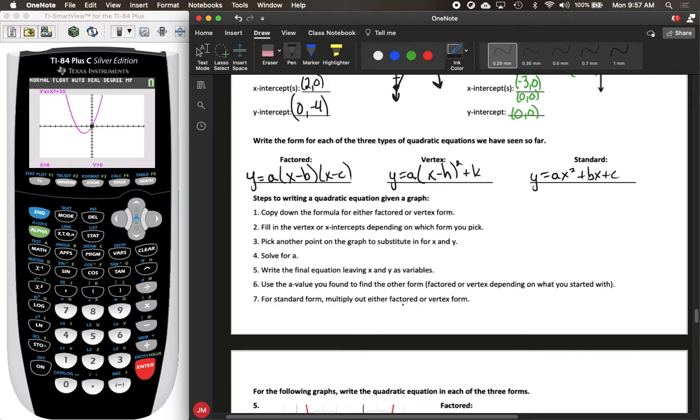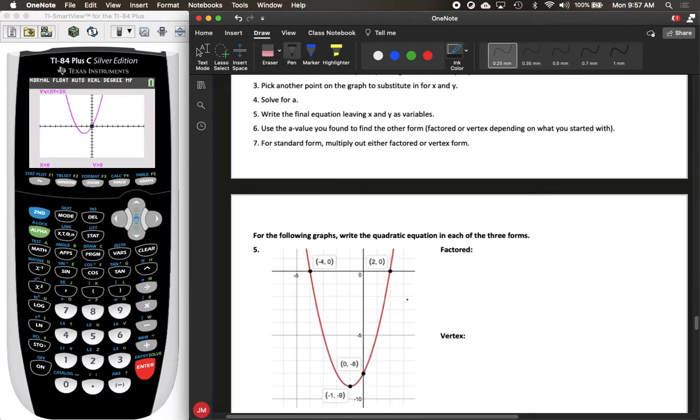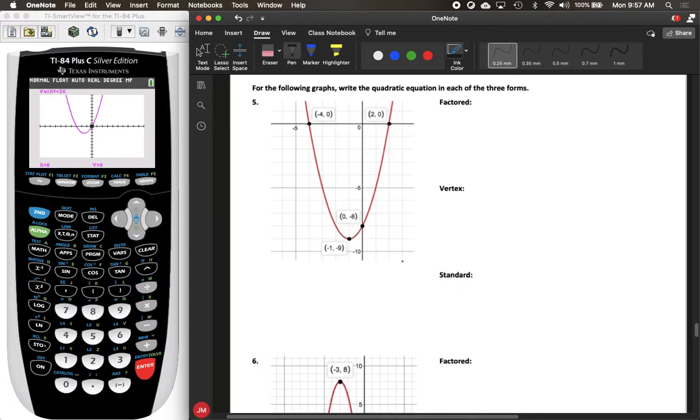Factored form is usually a little bit easier, but it's up to you, whichever one you prefer. So let's take a look at some examples. For this first example, number 5, I'm going to start with factored form, then write my vertex form, then go to standard form. In number 6, I'll start with vertex and then go factored and then standard.